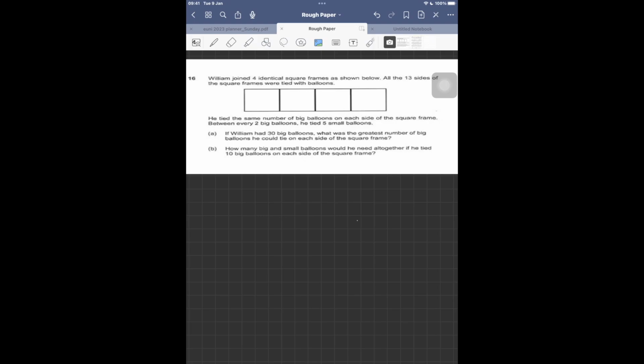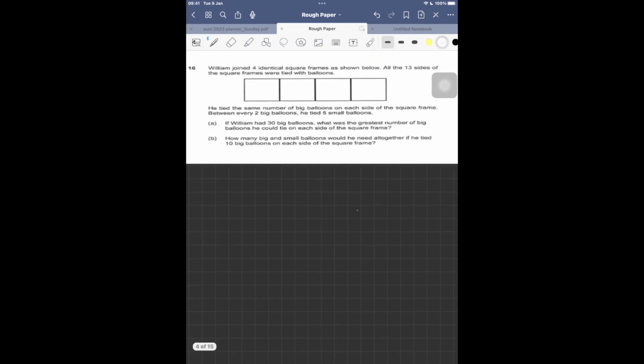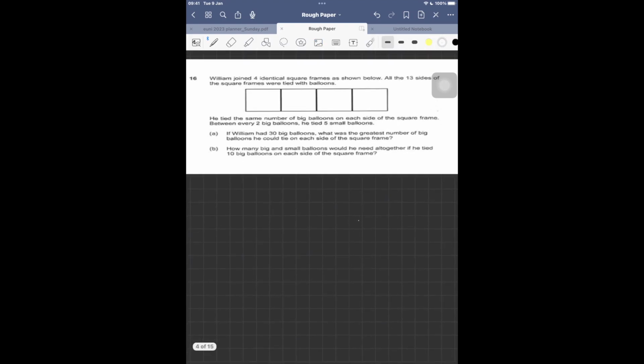Okay, today I'm going to go through this question, which is very tricky for some because you need to read the question properly.